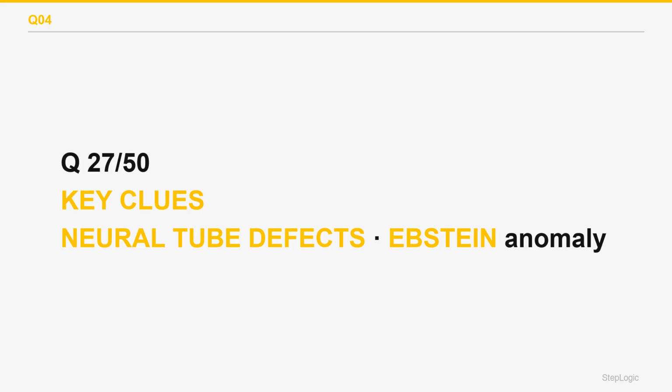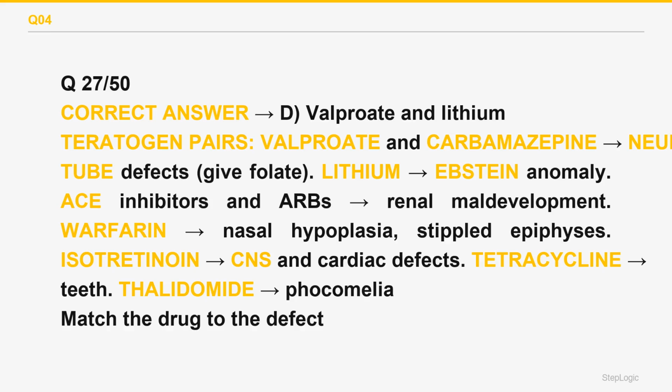Valproate carries the highest teratogenic risk among common antiepileptics, causing neural tube defects in 1 to 2% of exposed pregnancies along with cognitive impairment. It is avoided in women of childbearing potential where alternatives exist, and high-dose folate is given when it cannot be. Lithium is the classic cause of Ebstein anomaly, in which the tricuspid valve is displaced apically into the right ventricle. Choice A pairs lithium correctly with a drug that is comparatively safe in pregnancy. The correct answer is D.